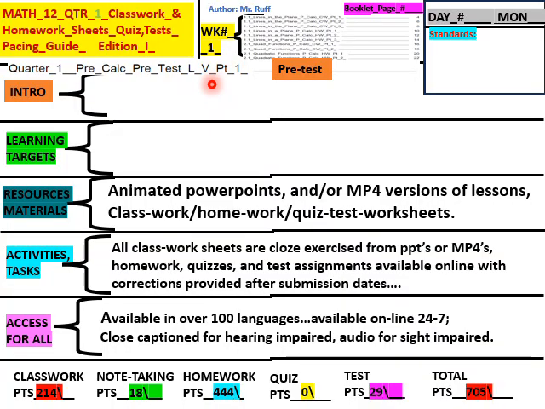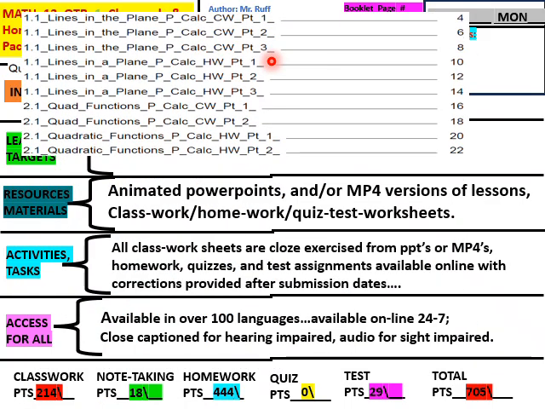So we have a pretest. We have a pre-calc pretest for Quarter 1. And for our lessons, we start out with 1.1 lines in the plane, classwork part 1, part 2, part 3, and 1.1 lines in a plane homework part 1, 2, and 3. Then we go to 2.1 quadratic functions, classwork part 1, part 2. Then 2.1 quadratic functions, homework part 1, part 2.